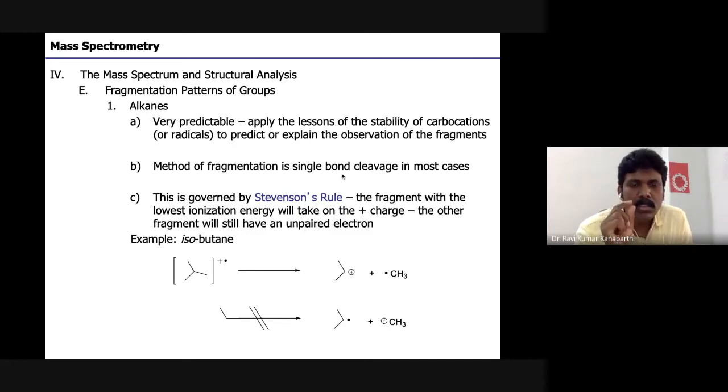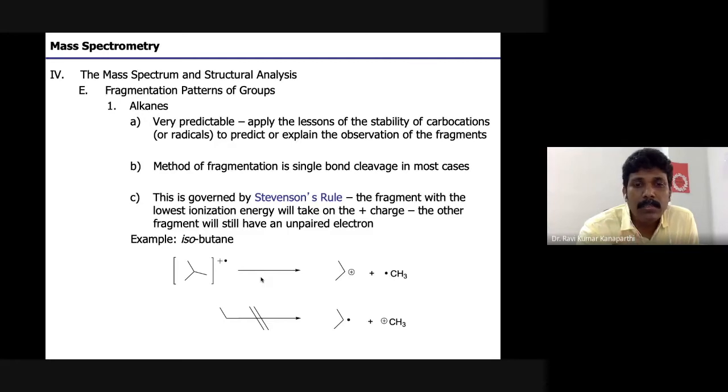This is one thumb rule that you should remember, not only for alkanes but for any other type of molecules. Single bond cleavage is mostly preferred, and you can always apply Stevenson's rule. The other point is this.